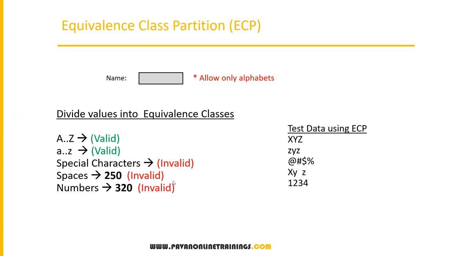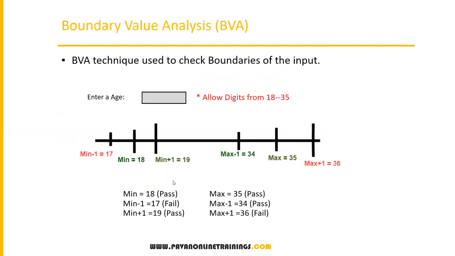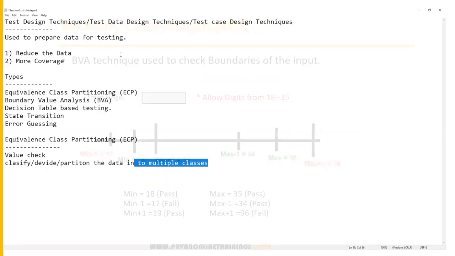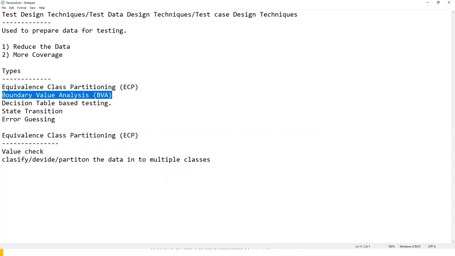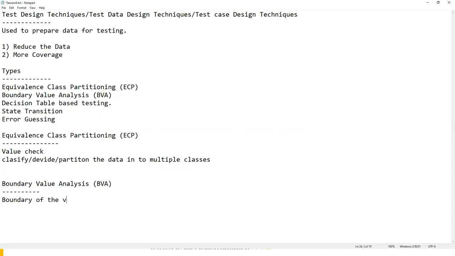Okay, and the next one is boundary value analysis. The next technique is boundary value analysis. In boundary value analysis, we mainly focus on the boundary of the values. In equivalence class partitioning, we mainly concentrate on the value.